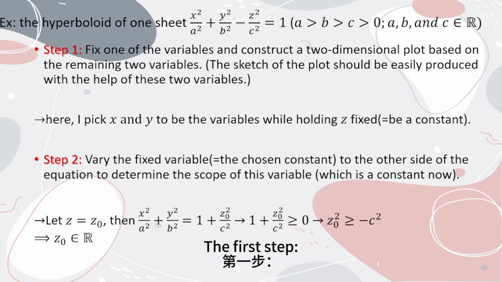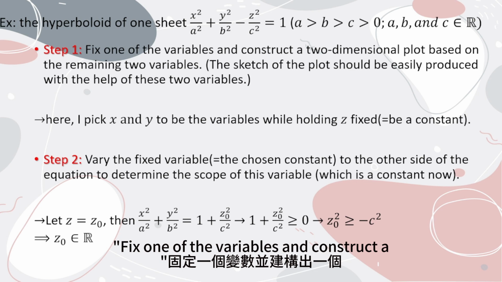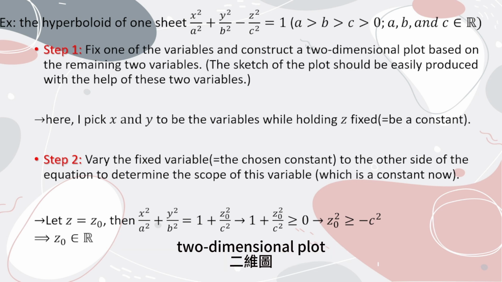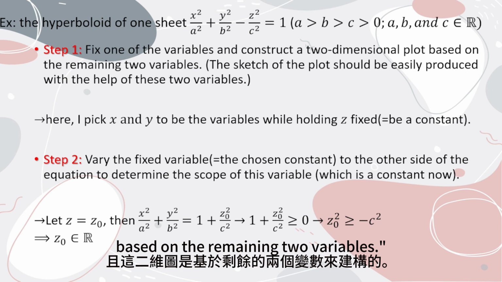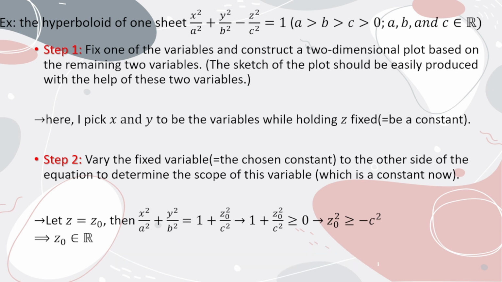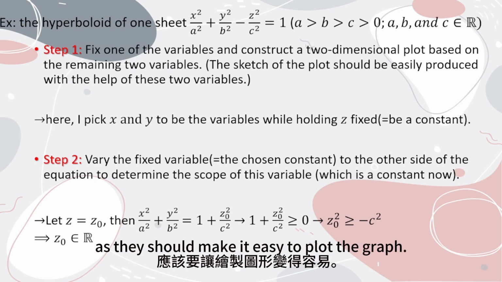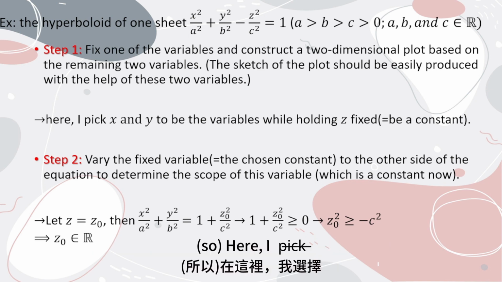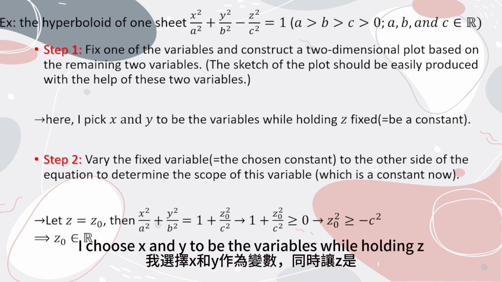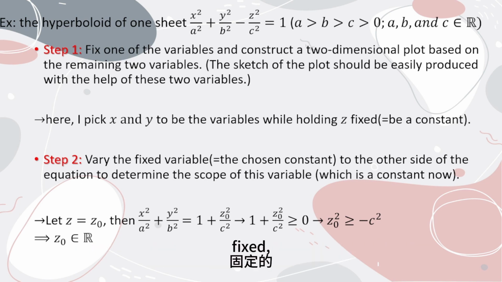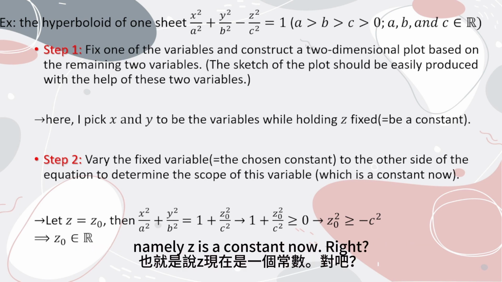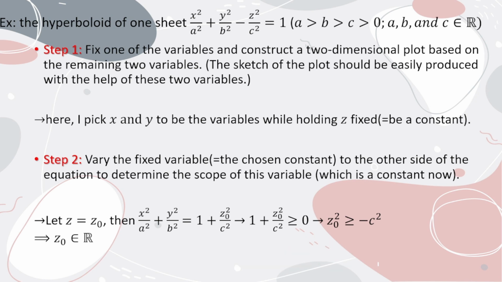The first step: fix one of the variables and construct a 2-dimensional plot based on the remaining 2 variables. Make sure to keep these 2 variables in mind, as they should make it easy to plot the graph. So here I choose x and y to be the variables while holding z fixed. Namely, z is a constant now, right?